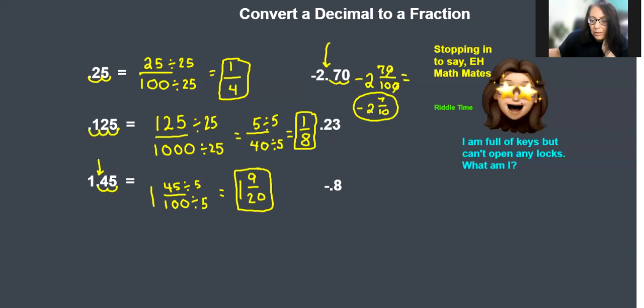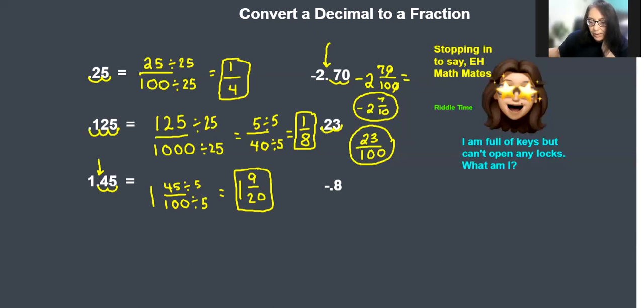All right, let's take a look at the next one. 0.23. Okay, I'm going to get rid of the decimal. I can't have a decimal in the fraction. And to get rid of it, I have to move it 2 places. So I divide by 1 with 2 zeros. And I can't reduce that, so I'm done. We good? And the last one, -0.8.